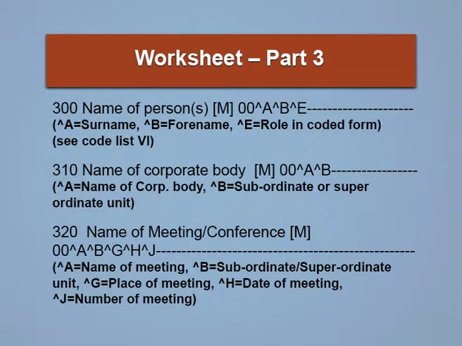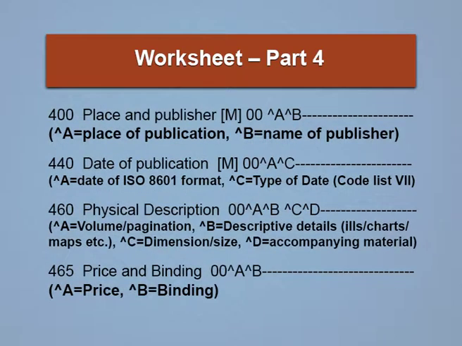Another 3XX field is 320, name of the meeting or conference, and interestingly it has altogether 5 subfields: A for name of the meeting, B subordinate or superordinate unit, G is the place of meeting, H is date of meeting, and J is the number of meeting. All we have to enter into the 320 field if we are cataloging a conference proceedings or a symposia or a workshop volume, seminar volume.